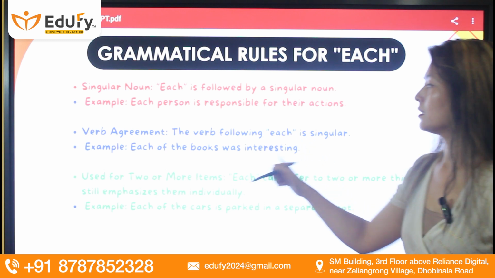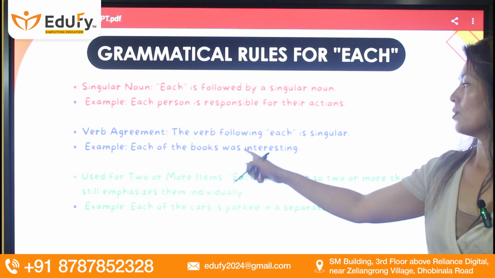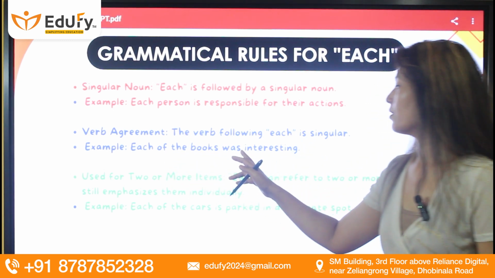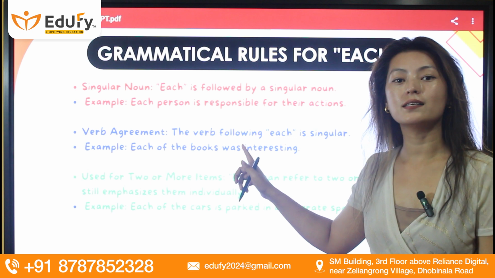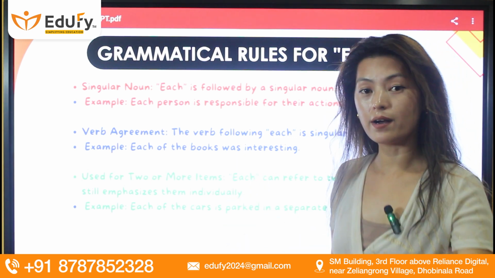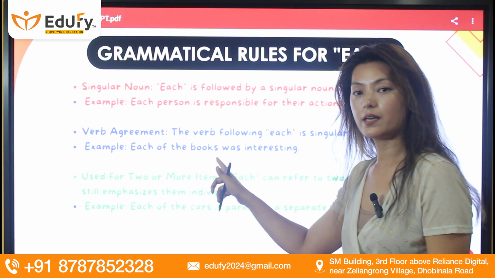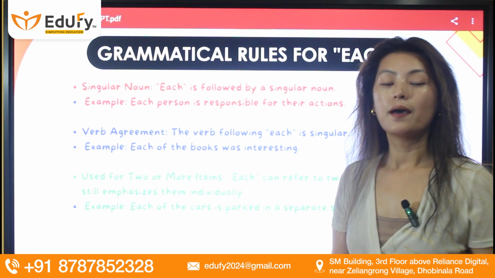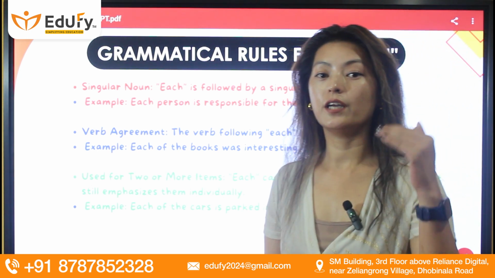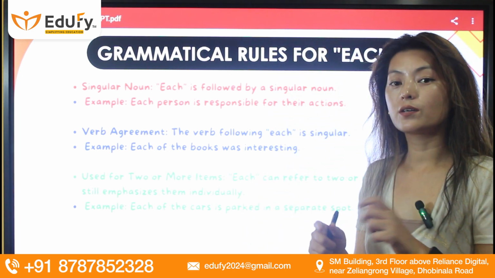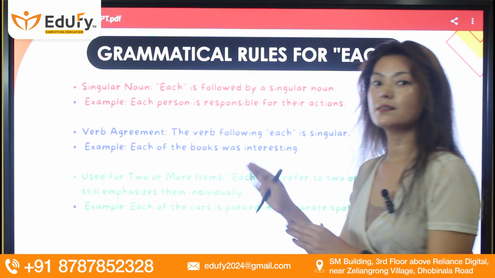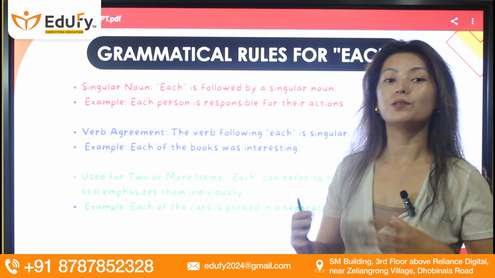As you can see here, each of the books was interesting. Now, if this was considered as a plural, we would have written were, since the books here is plural, right? But since we are using the word each of the books, we are going to talk about this sentence in the singular or individual sense.